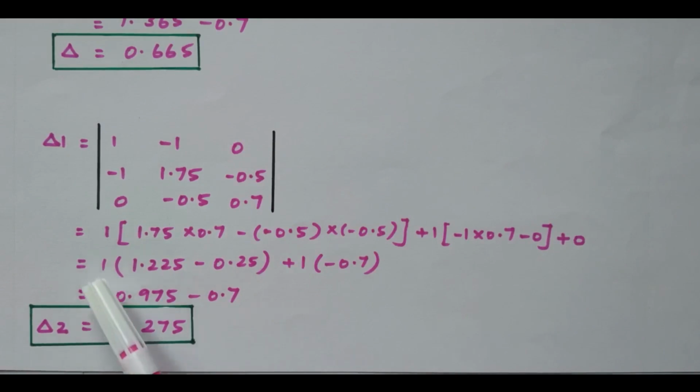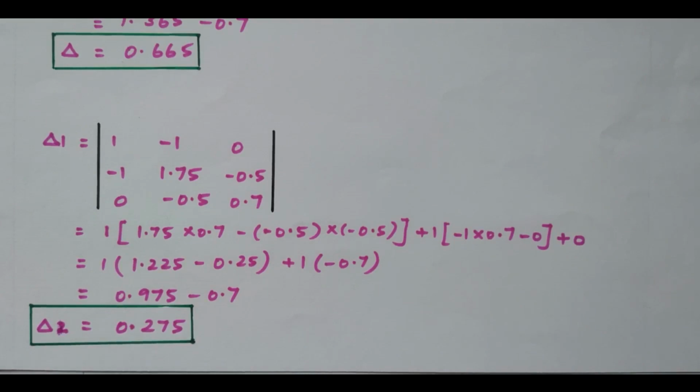Now we'll go for simplification. 1 into 1.75 into 0.7 is 1.225 minus 0.5 into minus 0.5 is plus 0.25, but already one minus is there, so minus 0.25. So here minus 1 into 0.7 is minus 0.7. So 1.225 minus 0.25 is 0.975 minus this 0.7. So the final value is 0.275. Delta 1 is 0.275. Now we calculated the delta 1 value.